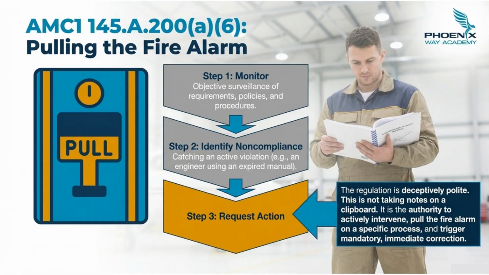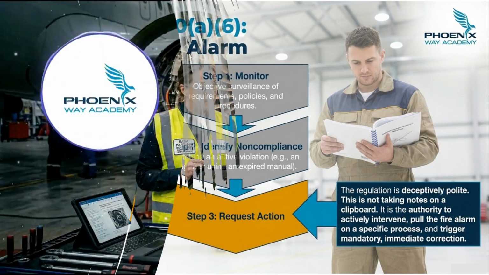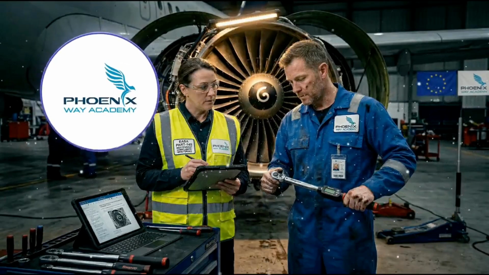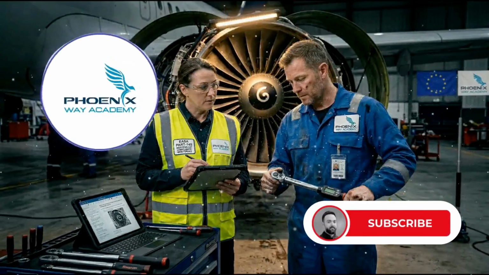I want to focus on that phrase, request action, for a second, because honestly, the regulation is being a bit too polite with its vocabulary there. Yeah, it's definitely not a gentle suggestion. No, not at all. I mean, if your monitoring function catches an engineer using an expired manual, they do not just take a note on a clipboard and walk away. Right, they actively intervene. Exactly. They pull the fire alarm on that specific process and trigger a mandatory correction right then and there.